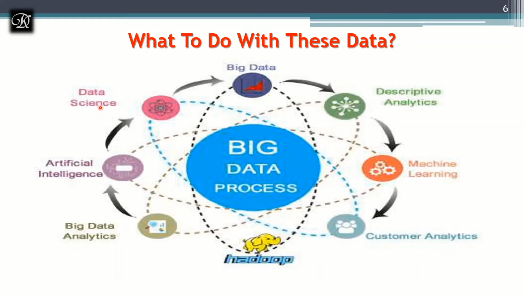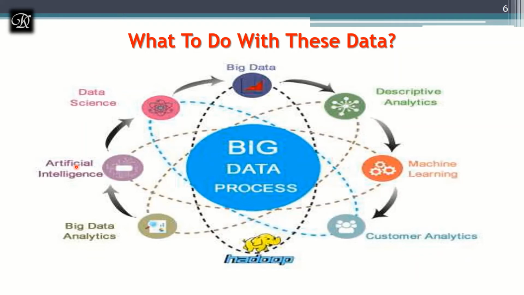There are also terms called natural language processing and SNA, social network analysis. These are all trendy terms which work purely on big data. But when it comes to big data, we need an architecture to store it.